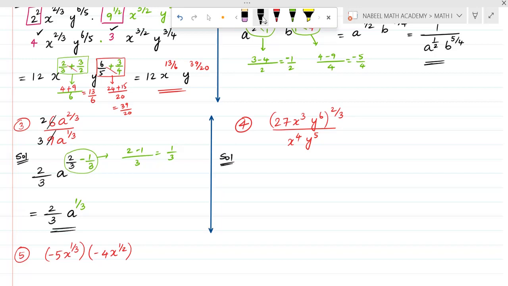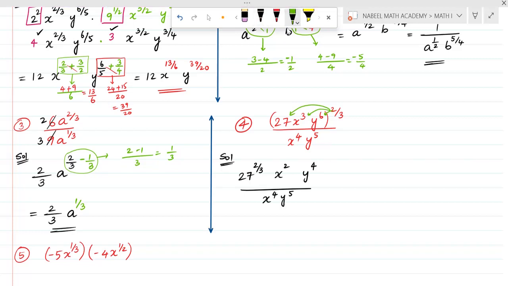And the next one here, we will have 1 in the power 2 over 3 here in the denominator without a power. It's the same rule we will apply here. First, we will apply this power equally to all the parts inside. So what happened here? It becomes 27 to the power 2 over 3, x to the power, 3 with the 3 cancelled, you will get 2. And y to the power, if you multiply here, you will get 2 times 2, which is equal to 4 over x to the power 4, y to the power 5.